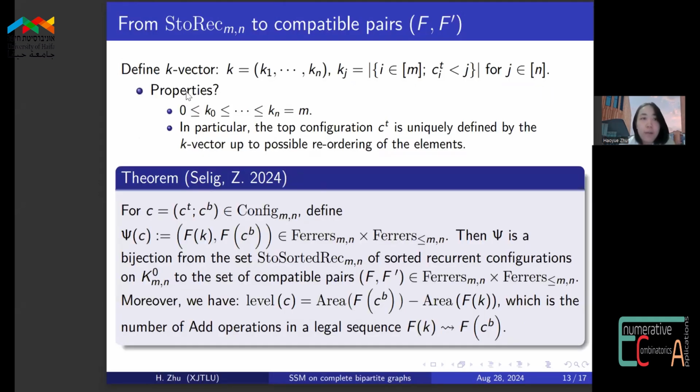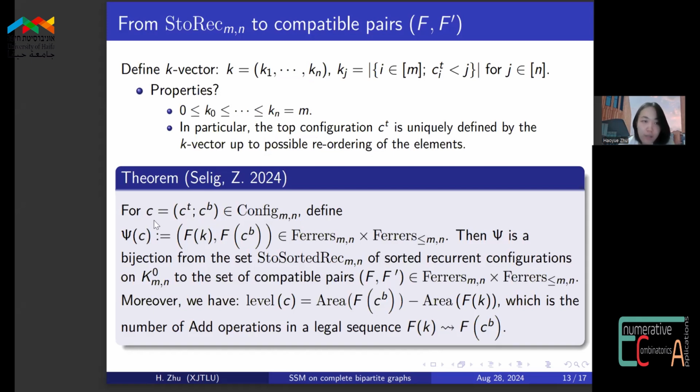We also have a new definition. This is the key vector from key 1 to key n. Here, each element kj means the number of elements in the top configuration that are less than the index j. So based on this definition, we can transfer the top configuration ct into the key vector, and then we can get our result.